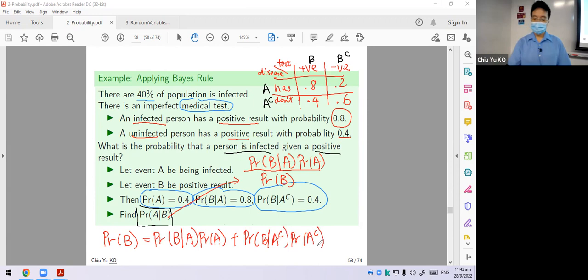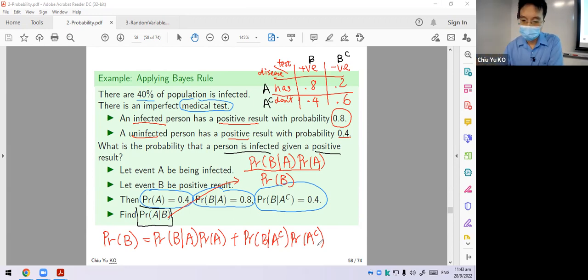Okay, so that is the expression. We first calculate the denominator, which comes from what we call the total probability rule, right? It is simply B with A and B without A. The first part is B with A, right?